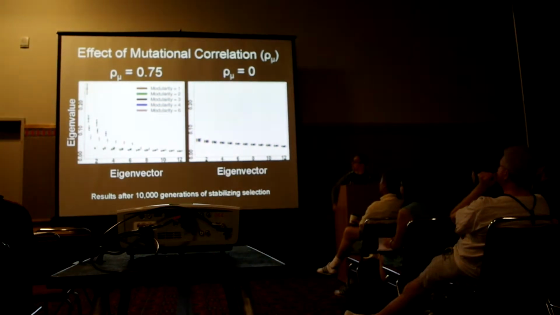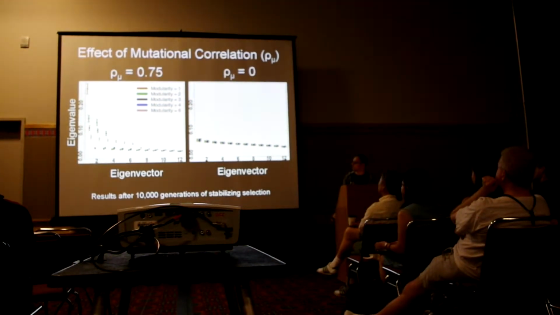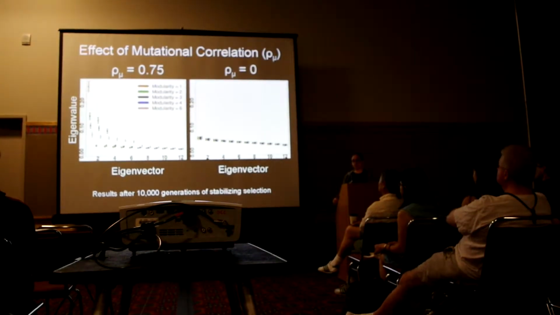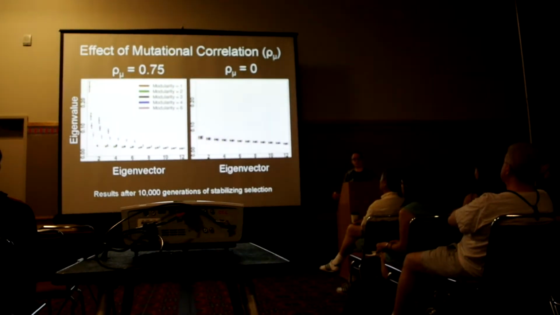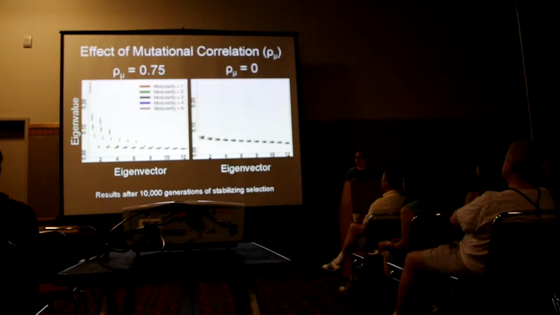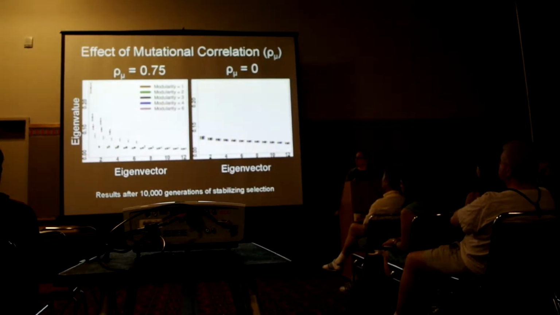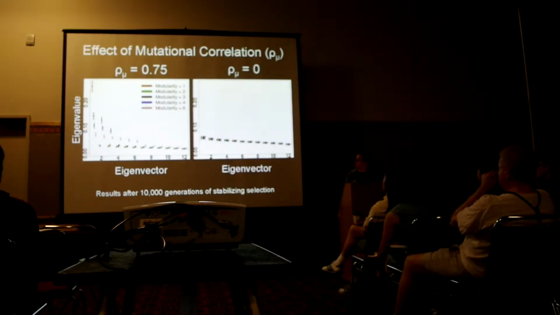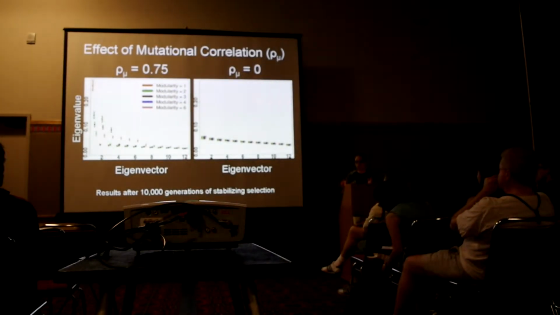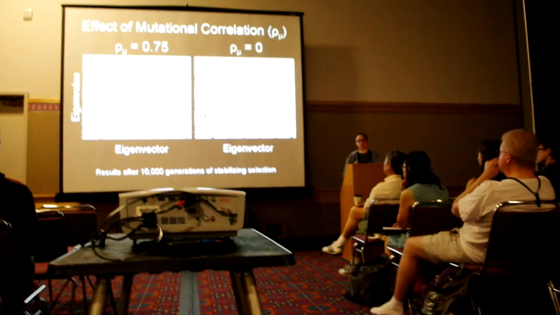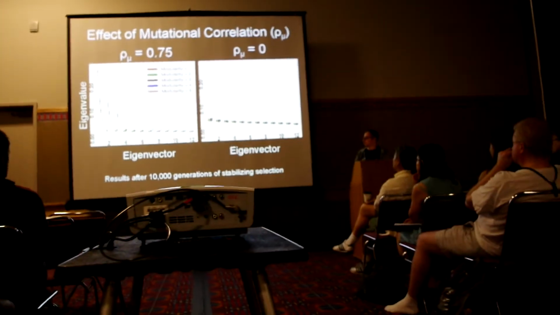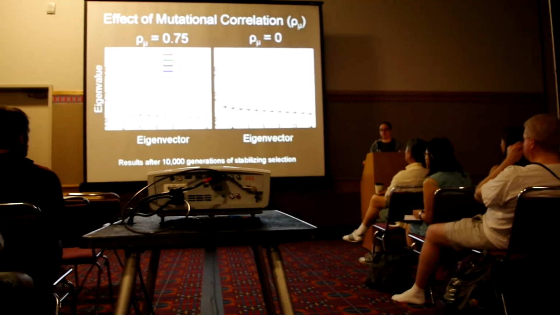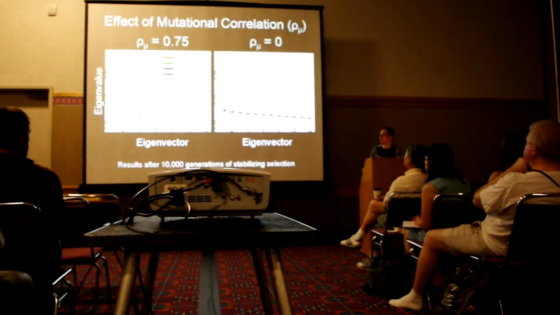Now, when we look at some of the results here, we have the average eigenvalues of those G matrices after 10,000 generations of stabilizing selection. And what we can see is when we have mutational correlation, that's this graph on the left, when a set of traits are in the same module, they have shared genetic correlation, and that stems from the mutational correlation from pleiotropy.